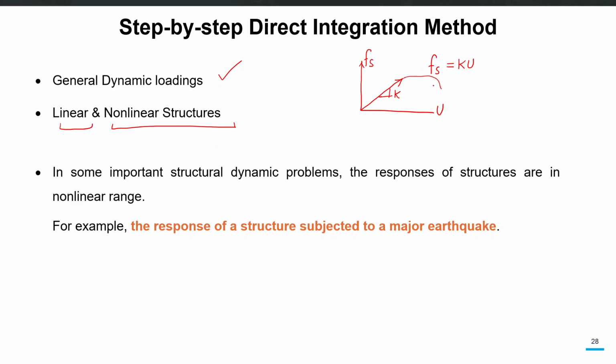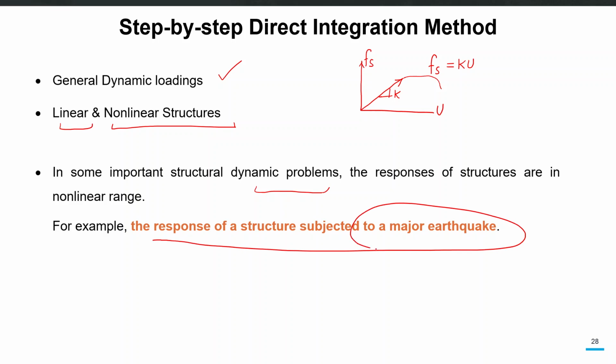So for real structures, they only remain in linear range when the loading is small, and for high values of loading they may become non-linear. So in some important structural dynamic problems, the response of structures is in non-linear range. For example, the response of a structure subjected to a major earthquake. In that case, maybe some columns or beams of the structure may go into a range which is called non-linear range, starting from here onwards. This is the non-linear range where Fs is equal to Ku doesn't hold.